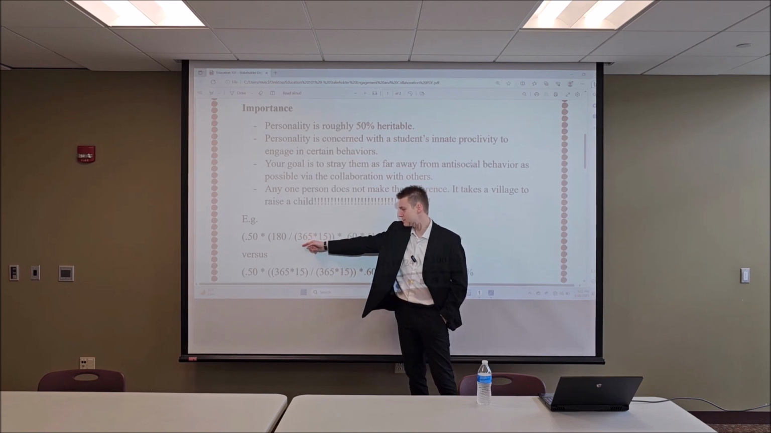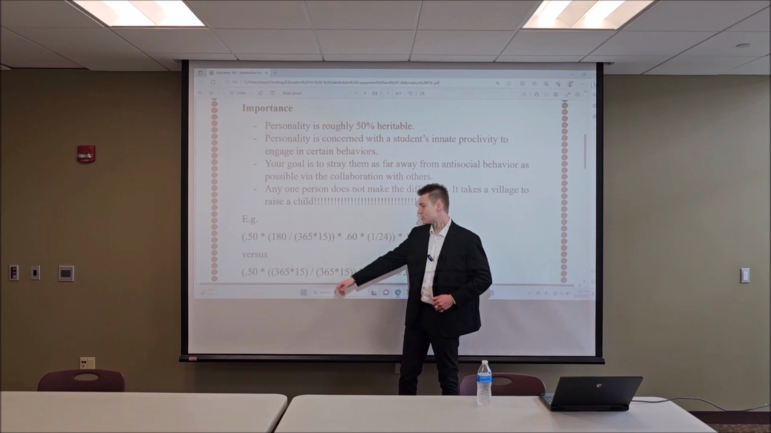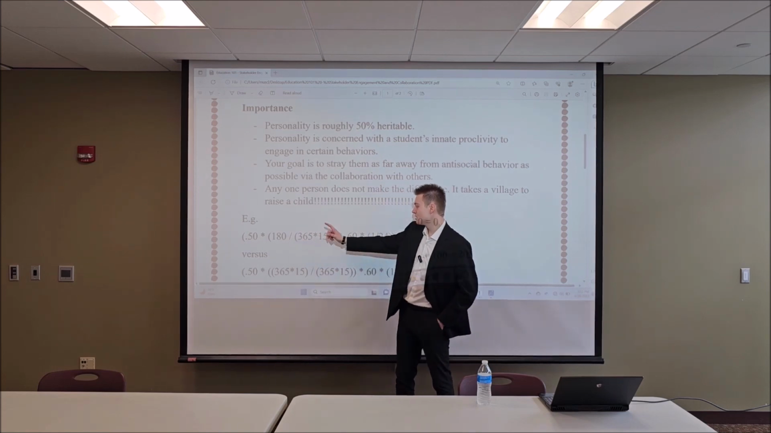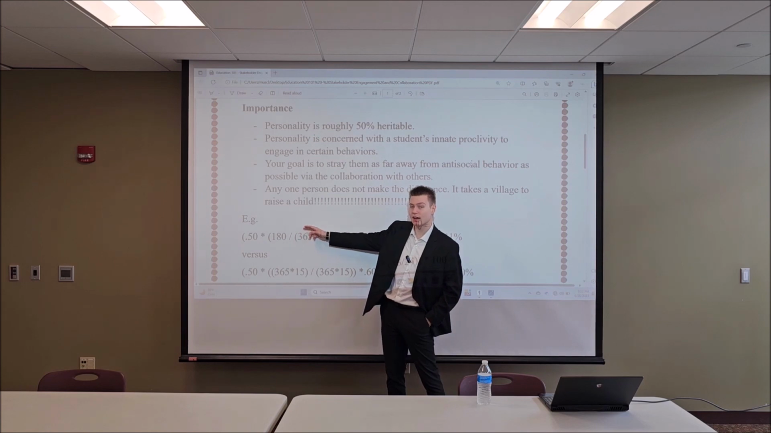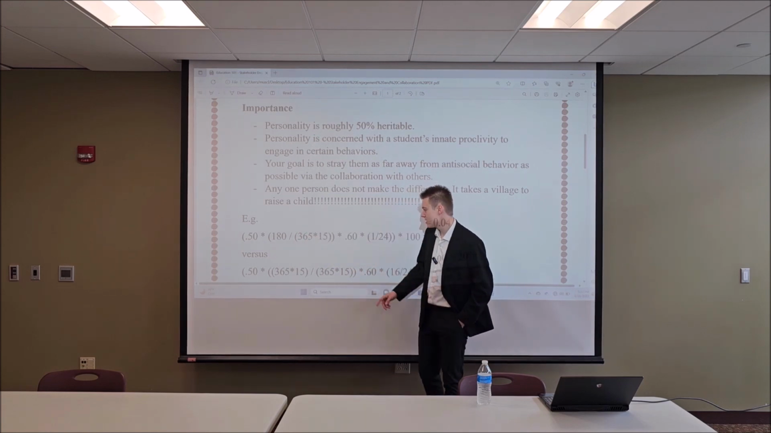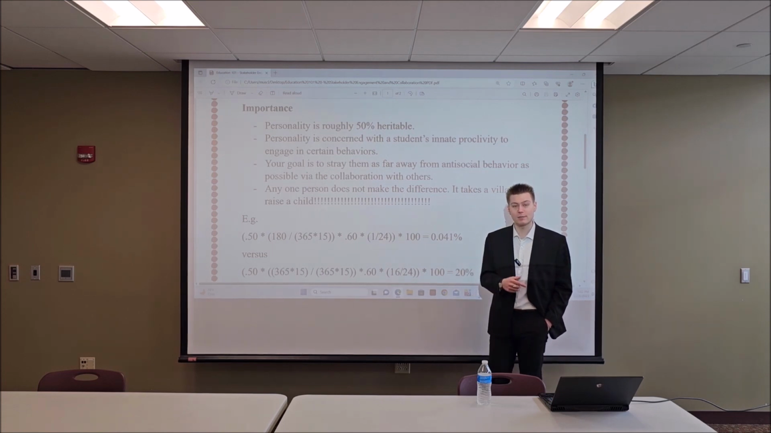So you put that into parentheses. Then you take 180 days, which is how many school days there are in a year. So 180 days divided by 365 times 15, right? And so that's going to be the number of days that you're with them for the amount of time that they've been alive. Then you times that by the amount of control that you have over your environment, right?